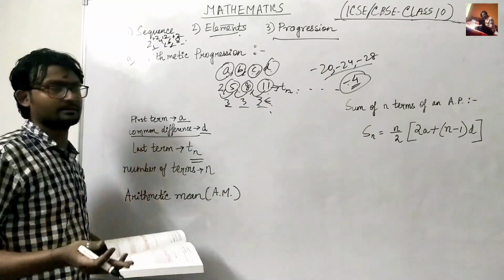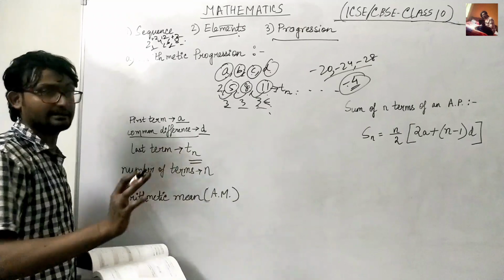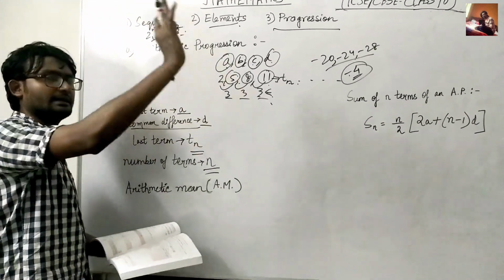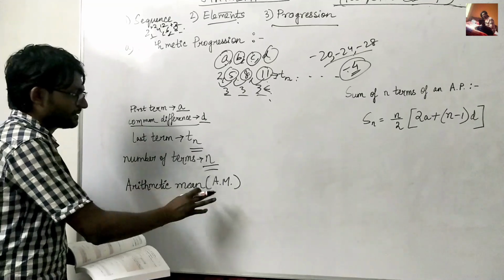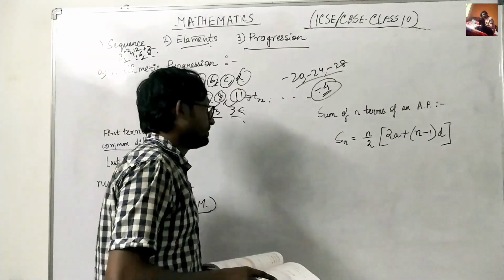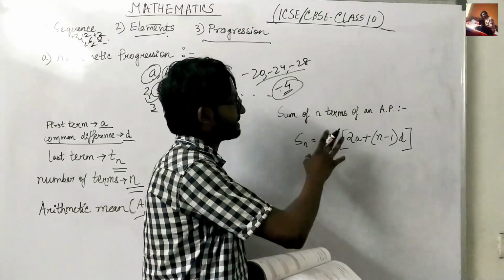How many terms can it have? I am taking the last term as Tn and the number of terms as n. It can be any number of terms. Then the arithmetic mean, another term, is denoted here by an. I will come back to this point. And now, the sum of n terms of an AP.